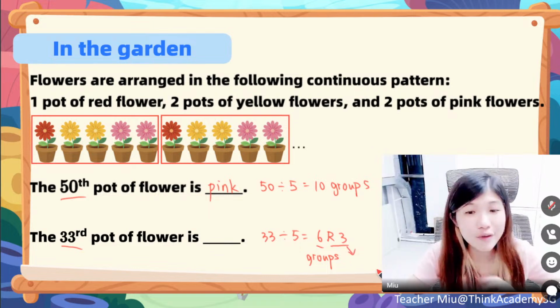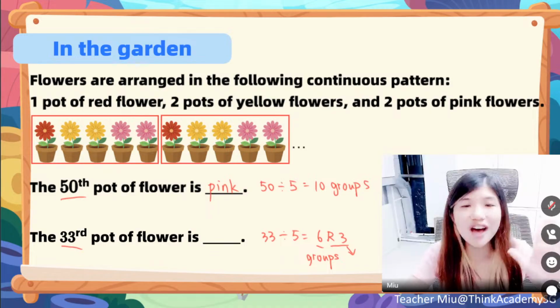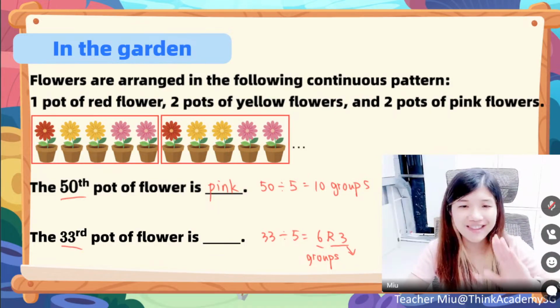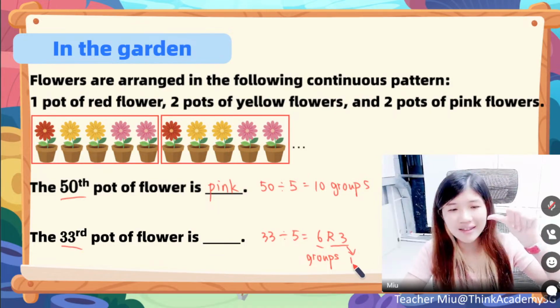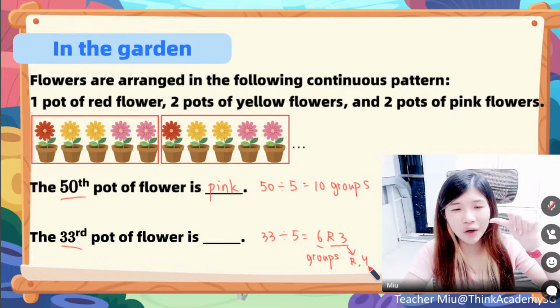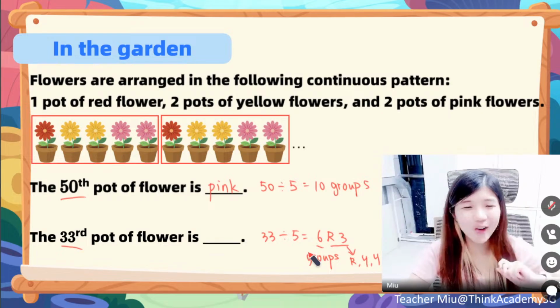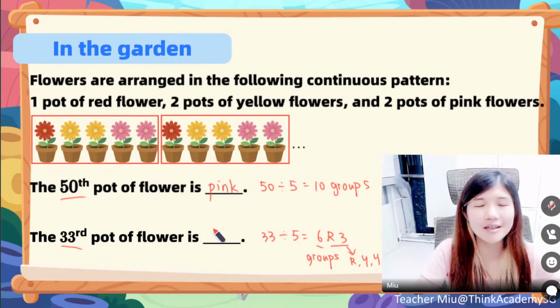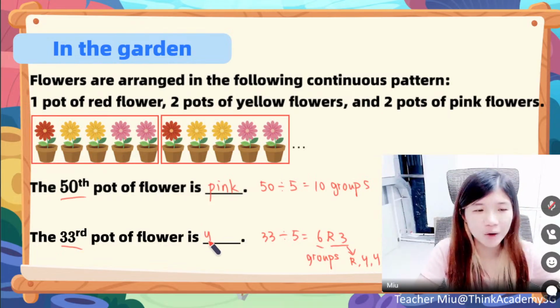Who are those 3 remaining? That is not yet a completed group. Then you can count red, yellow, yellow. So the 33rd must be yellow.